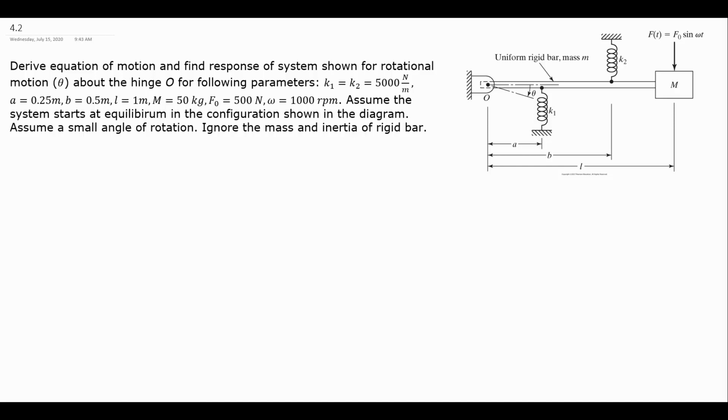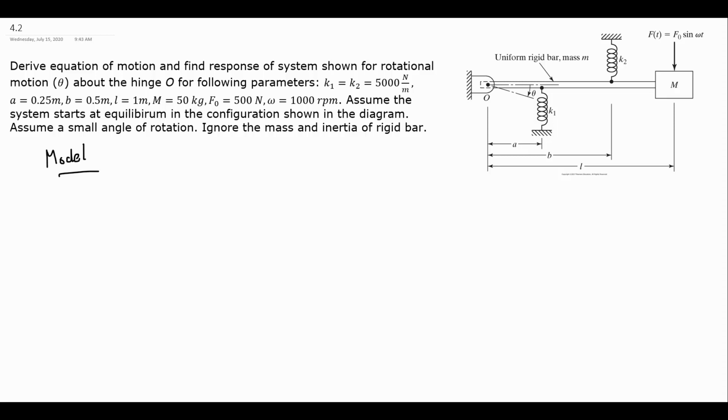This problem has us find the closed form solution for theta of t in this given situation. So to get to theta of t, we're going to need to start with our standard procedure, and that's going to start with a model of our system. So we are presented this situation here with our system in equilibrium.